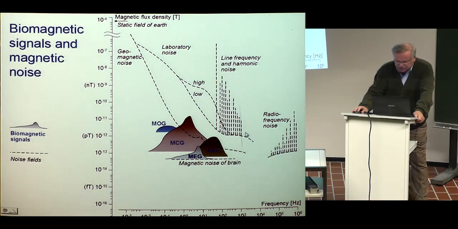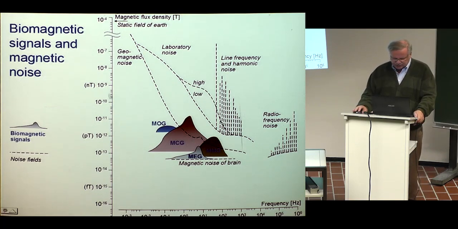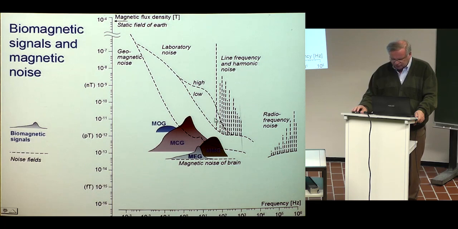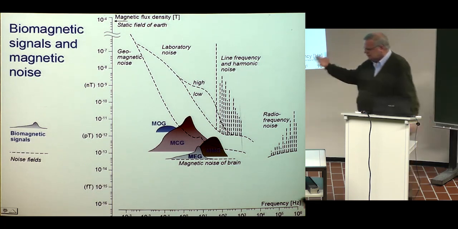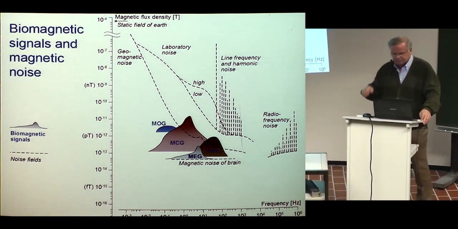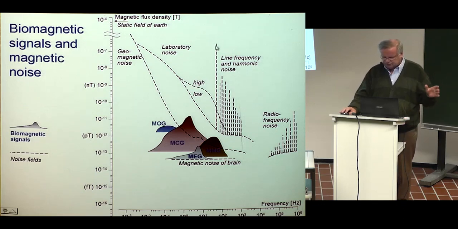Just to get an impression what these fields are in relation to the environment, it is shown here that the geomagnetic noise is typically here. There's nothing static and constant in the world. The Earth's static magnetic field is not static. It has fluctuations all the time. And that is the frequency band of the fluctuations of the geomagnetic field. Here is shown the laboratory noise for the low noise and high noise laboratories. It means that if you take a sensitive magnetometer and measure the signal in this room, there is that kind of field spectrum, something like that. And there is, of course, the dominating noise coming from the line frequency, 50 hertz, and its harmonics.